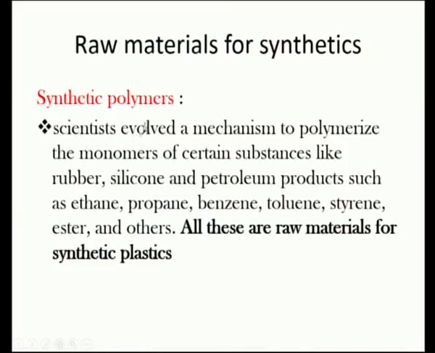Next we will see raw materials for synthetic polymers. Scientists evolved a mechanism to polymerize the monomers of certain substances like rubber, silicone and petroleum products such as ethane, propane, benzene, toluene, styrene, ester and others. So, these are all the compounds or chemical molecules. All these are raw materials for synthetic plastics. So, whatever synthetic materials, polymers or fibers you want to make, these are all the starting materials to be taken.